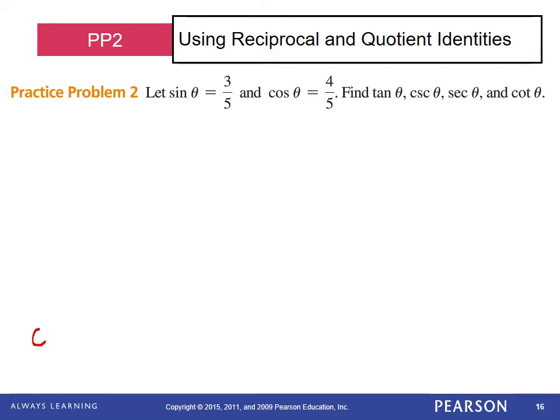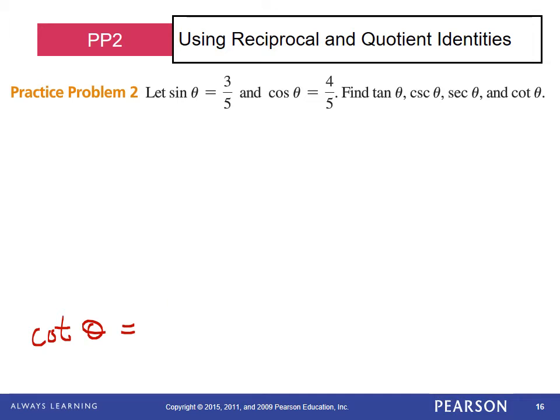Last one is the cotangent. Cotangent theta, now this one you can actually go one of two ways. You can go using the reciprocal identity of 1 over tangent. You can also use the quotient identities. Remember, cotangent in the quotient identities is cosine over sine. Whichever way I want to do it, go for it. You're going to get the same answer here.